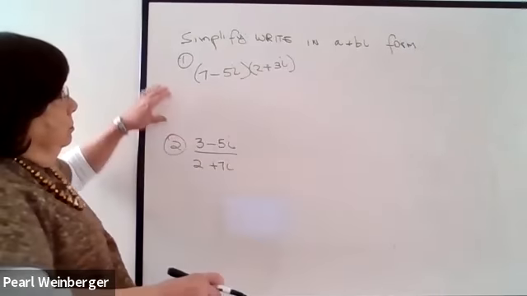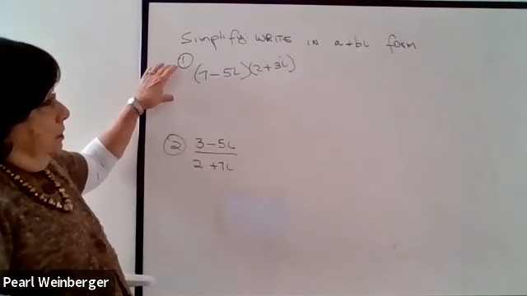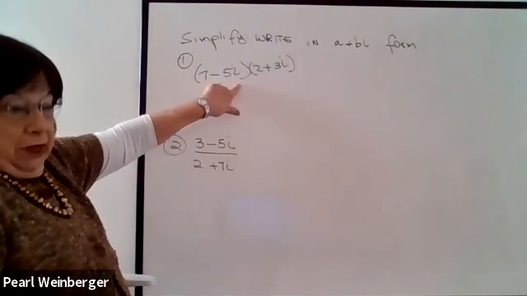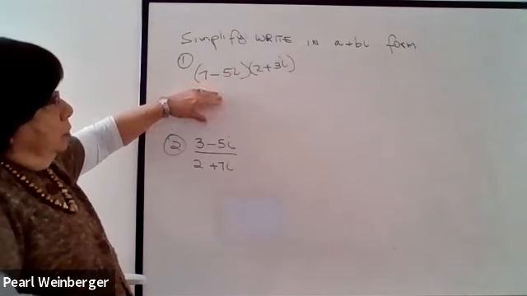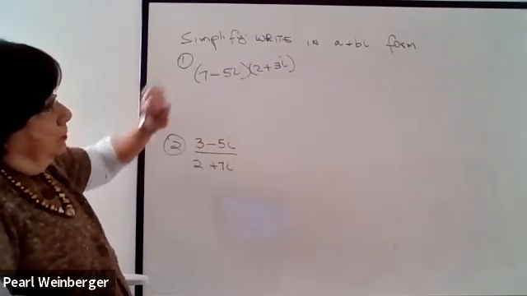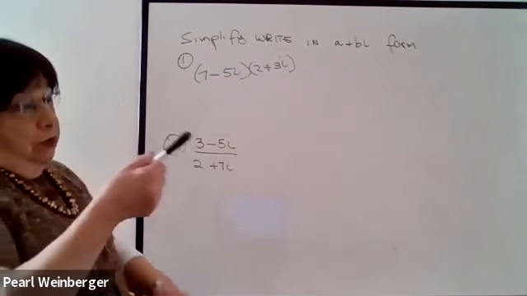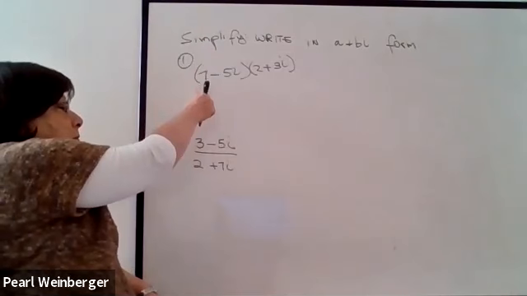Okay, so this is a review of how to work with complex numbers. This first question is a multiplication, and we're multiplying two binomials, two complex numbers that are in what we call A plus BI form. And they asked us to give the answer also in A plus BI form. So we do regular FOIL.